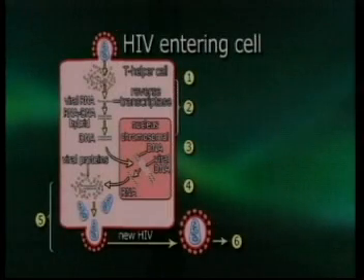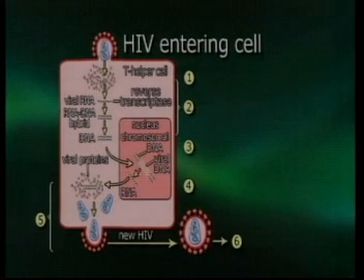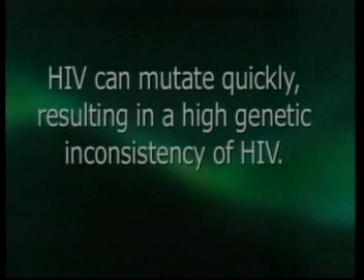The life cycle of HIV can be short. It may only take a day and a half for HIV to enter the cell, replicate, assemble, and release additional viruses. HIV lacks proofreading enzymes, which correct errors made when it converts RNA into DNA through reverse transcriptase. The HIV virus can mutate very quickly due to its short life cycle and high error rate. This results in HIV's high genetic inconsistency.